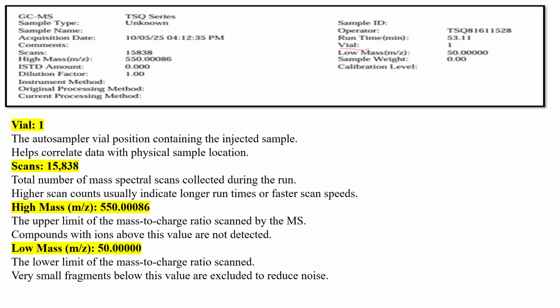Vial one, this is the position containing the injected sample. Then scan 15838 means the number of mass spectral scans collected during the runtime, that is, the runtime in minutes, 53.11. The number of mass spectral scans collected were 15,838. And it gives two pieces of information, either the runtime or the speed of the scan.